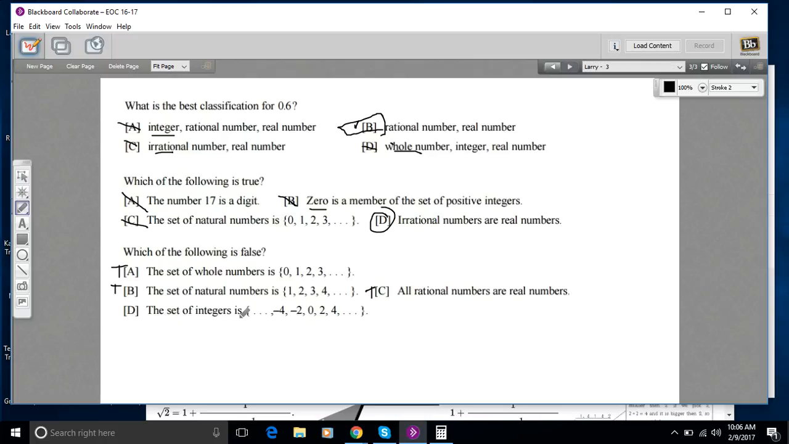The set of integers is dot, dot, dot, -4, -2, 0, 2, 4, dot, dot, dot. So this continues on in both directions, down into the more negative, up into the more positive. And those are integers, but they're not the set of all integers, which is really what this is saying, because it's missing the odd ones. If I had to describe this, I'd say this is the set of even integers. So that is our false one. And that's our answer. All right, one more.